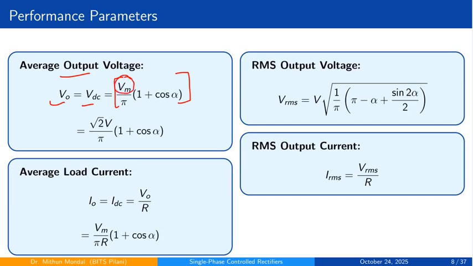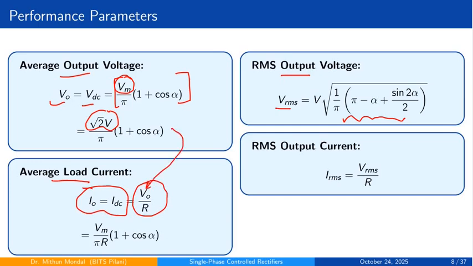So this Vm, which is the maximum value, can be written as root 2 times the RMS voltage. And the RMS output voltage, we can get VRMS, which is in this formula. And the average load current, which is the DC current, is again the voltage divided by the resistance. So whatever voltage we have got, we can substitute in this expression to get the average load current. RMS current again we can get from the RMS voltage divided by the resistance.